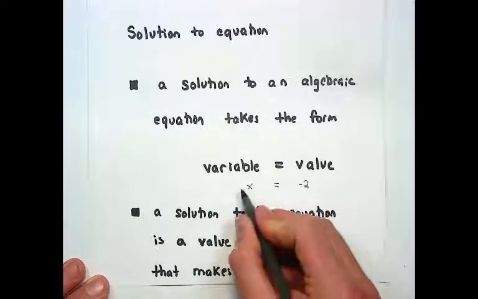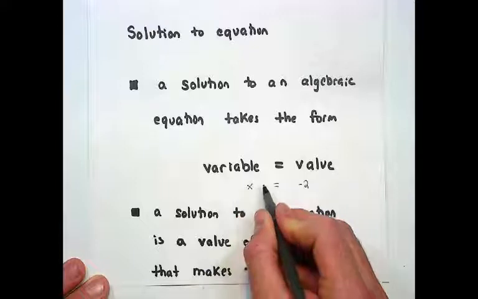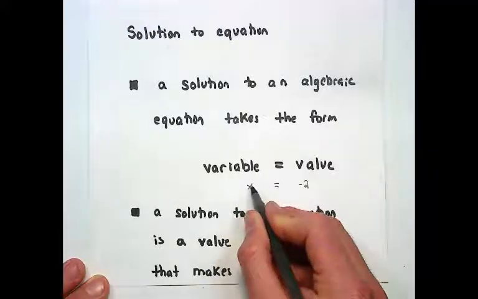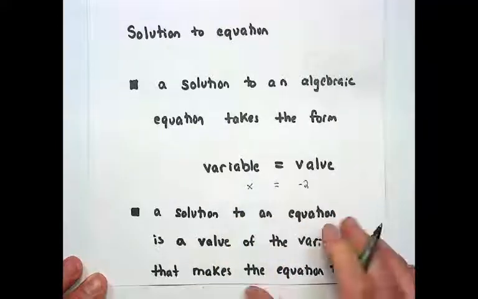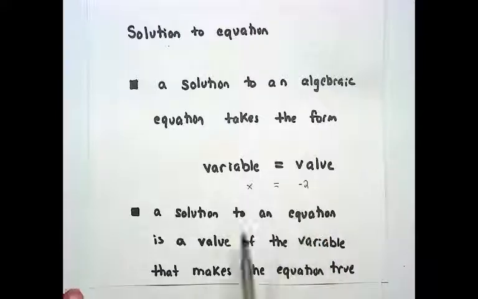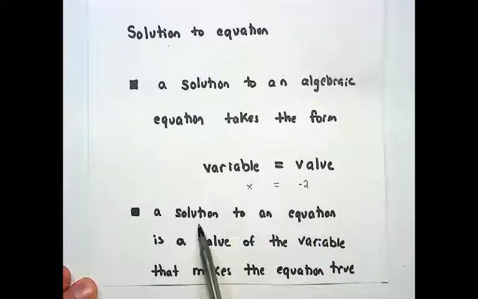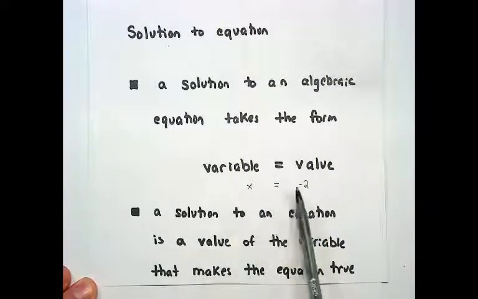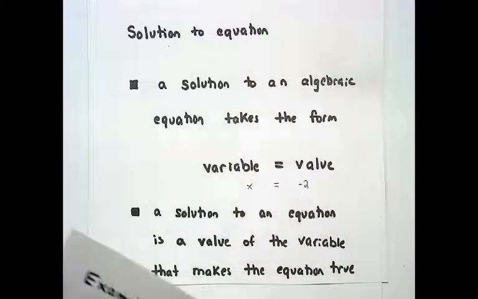There's nothing else. There's no negative there. There's no 3. There's no addition. There's no absolute value. The variable by itself, the value's on the right-hand side. We say that a solution to an equation is a value for the variable that makes the equation true.